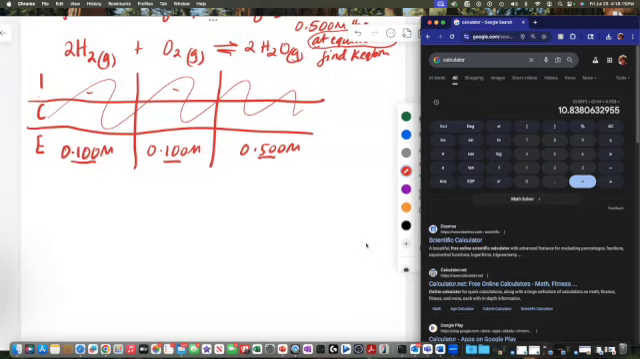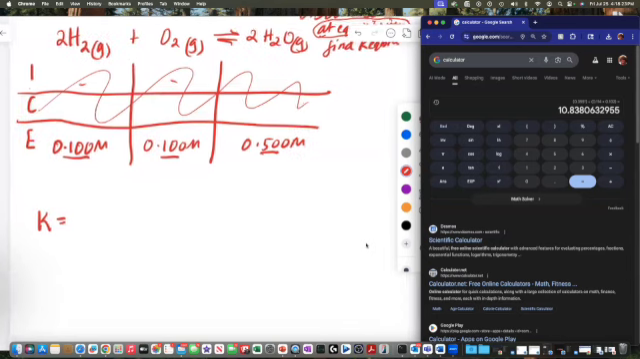Okay. So over here, we have our equilibrium expression. I can use K, not Q, because these numbers are equilibrium numbers. That will be what?